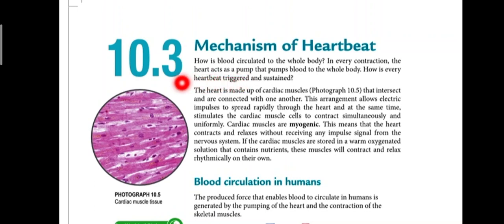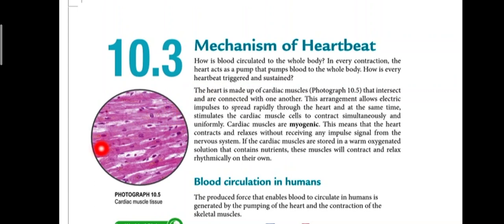We have learned before this three main components of our blood circulatory system. Okay, salah satunya adalah heart. So heart itu jantung kita sebagai pump that pumps blood to the whole body. Okay, so how is the heartbeat triggered and sustained?